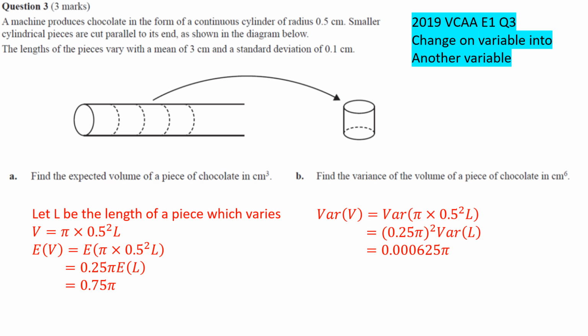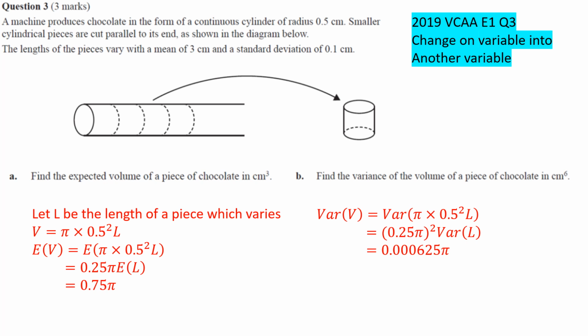So again, have a look at this example. The question is saying that you've got different pieces of chocolate in this case, and the diameter is fixed. However, the length could be different. The length varies from one piece to another. So part I asks us to work out the expected volume. We know that the volume is given by pi r squared times L.